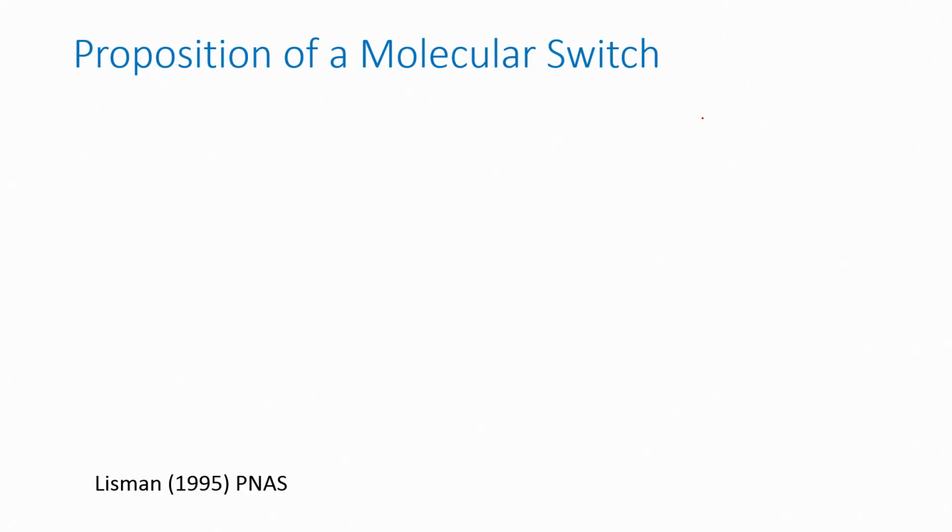In 1995, John Lisman proposed a unique idea. He said, we know in biology many enzymes go from an activated to an inactivated state through a signaling mechanism called phosphorylation. This is the addition of a phosphate group to the enzyme or a molecule by a living system.